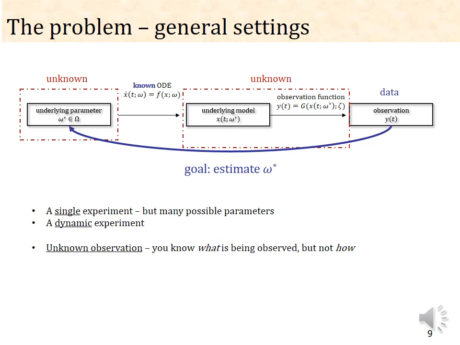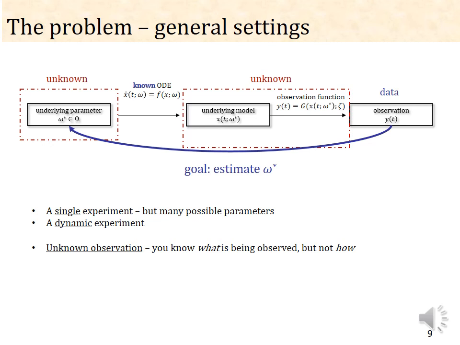Certainly, other problems might have the luxury of having multiple movies of multiple omega star, but in this talk today, there's going to be a single omega star and a single movie. The benefit is that this is a dynamic experiment, so the movie y of t is made of a lot of consecutive frames.